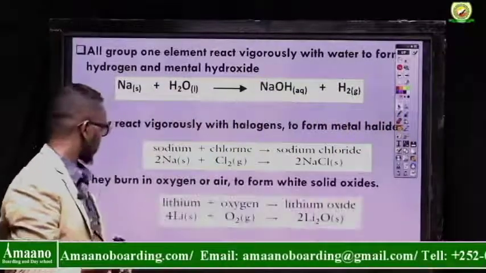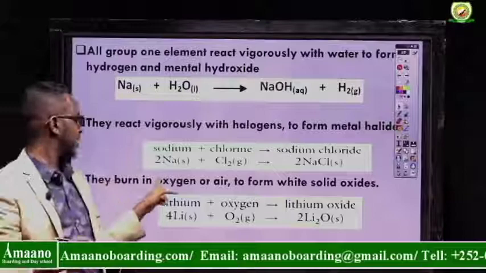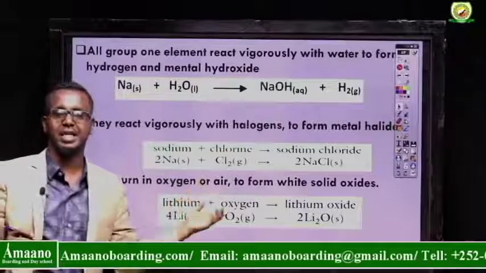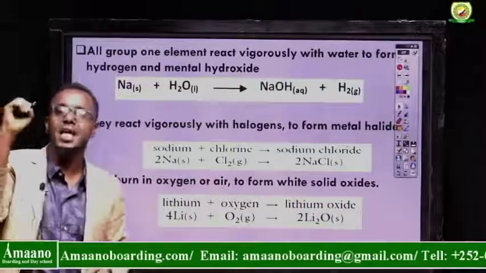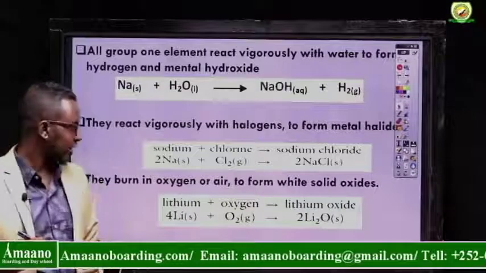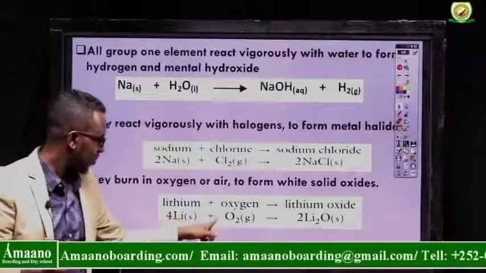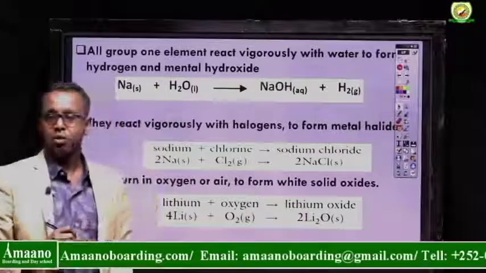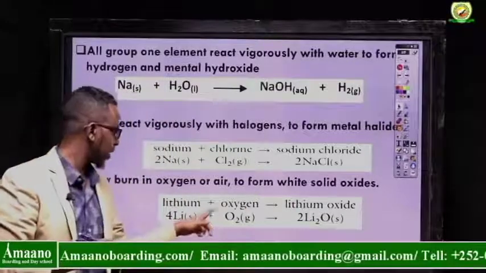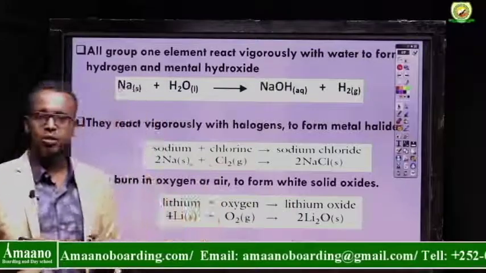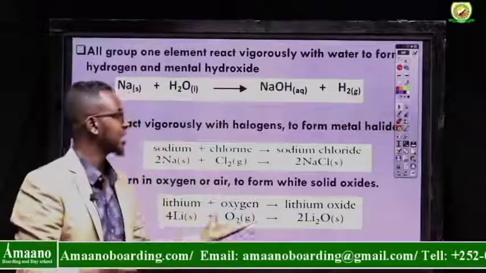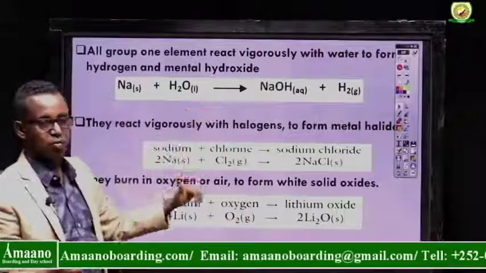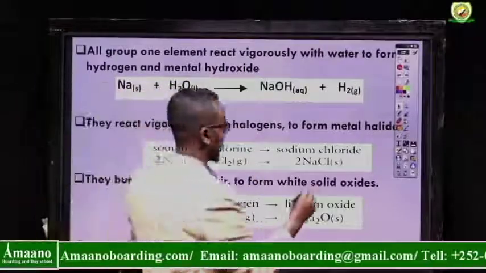Okay. They burn in oxygen or air, which means they produce metal oxide. Consider this one: lithium plus oxygen, lithium oxide. What about sodium? Sodium plus oxygen, sodium oxide. What about potassium? Potassium plus oxygen, potassium oxide. So they react in a similar way. So these are the reactions of group 1, or alkali metals.